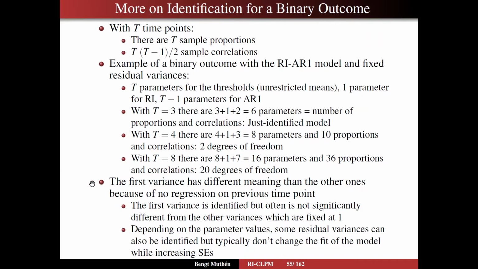Now, it's true that the first variance, as we discussed, has a different meaning than the other ones because of no regression on previous time points. So you could be tempted to try to identify or estimate the first variance. And you can do that. The first variance is identified. In the best case, even t minus 1 variances are identified. But at least the first variance is often identifiable empirically. But typically it's not significantly different from the other variances, which are fixed at 1. So it's not significantly different from 1 that we fixed it at in the default setting.